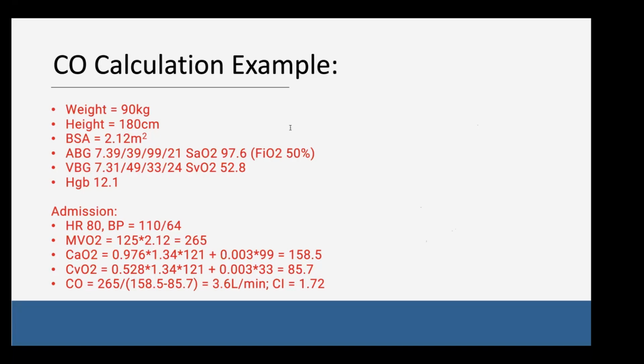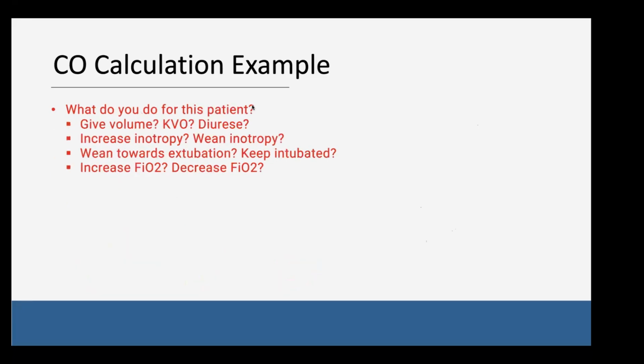Please, any other question on this? Then we can move to the questions, and any comment. So, you can go ahead. You can move to the next page, I think. Please, contributions as to what you would do for this patient at this point.